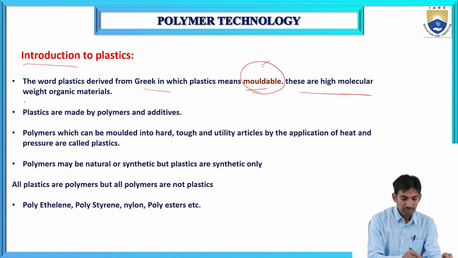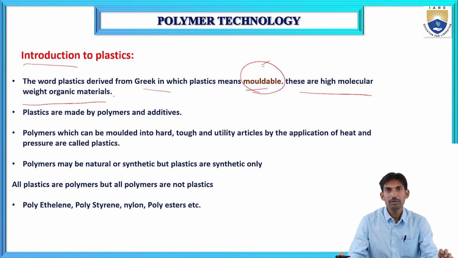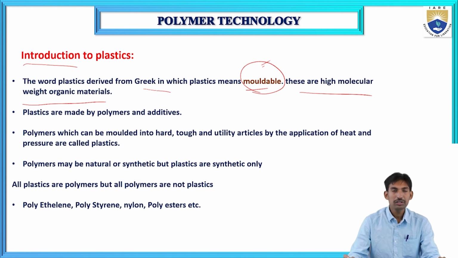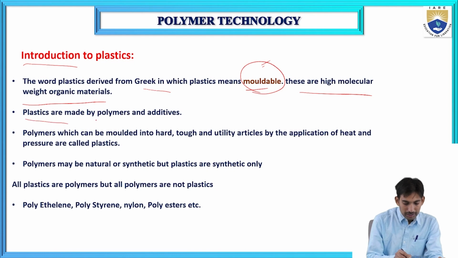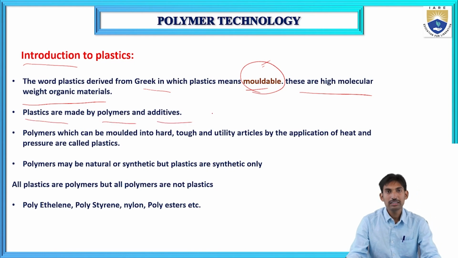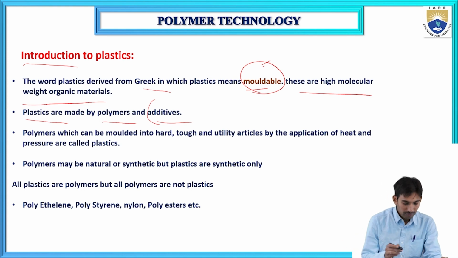Plastics are high molecular weight organic materials. High molecular weight organic materials are called plastics. Plastics are made from polymers and additives. We can synthesize plastics from polymers by adding some additives to them. Then we can prepare the plastics.